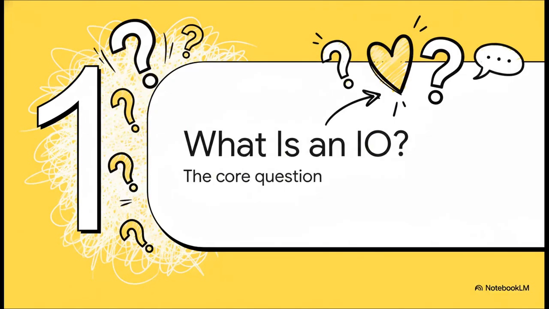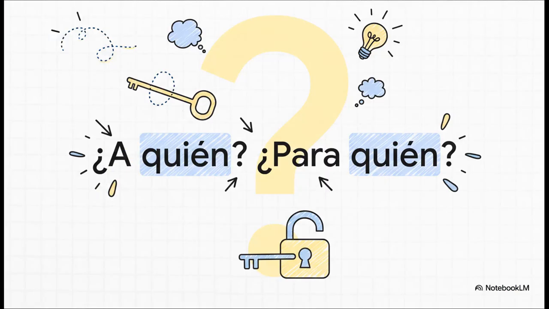All right, first up, let's get right to it. What exactly is an indirect object? Turns out, it all comes down to one simple question. Okay, look at this. These two little questions are everything. Seriously. Burn these into your brain. A quién, which means to whom, and para quién, for whom. These are basically your magic keys for finding the indirect object, every single time.